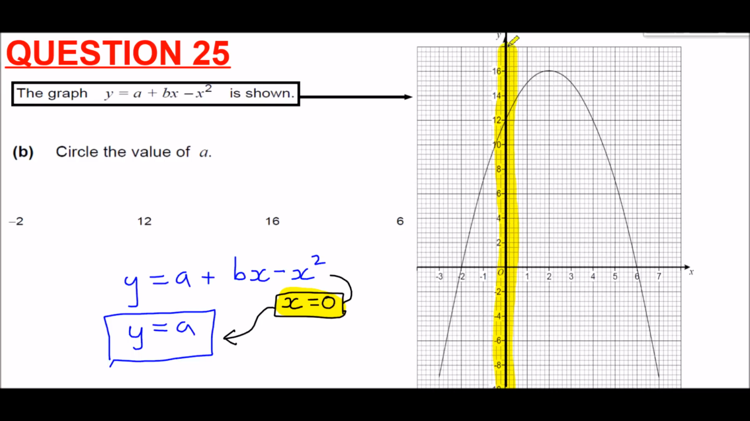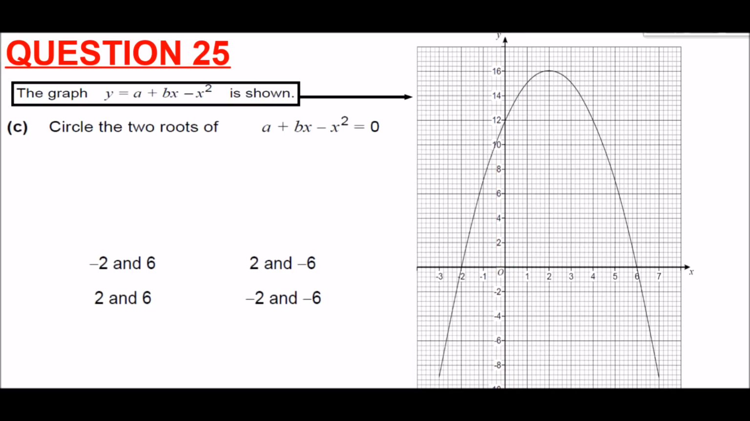So the value of a just means the value where this curve cuts the y-axis, which we can see here is at 12. So the value of a has got to be 12.